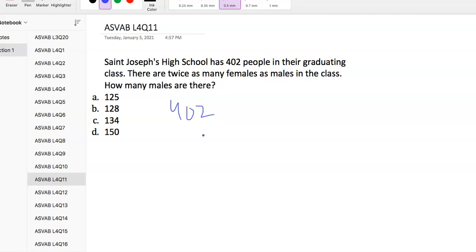Okay, and so we want to know some number out of the 402 are male, right? And so they're telling us that 1/3 are male, okay? And a lot of times people think that means 1/2 when they see twice as many females as males are in the class. So let's look at this for a second.